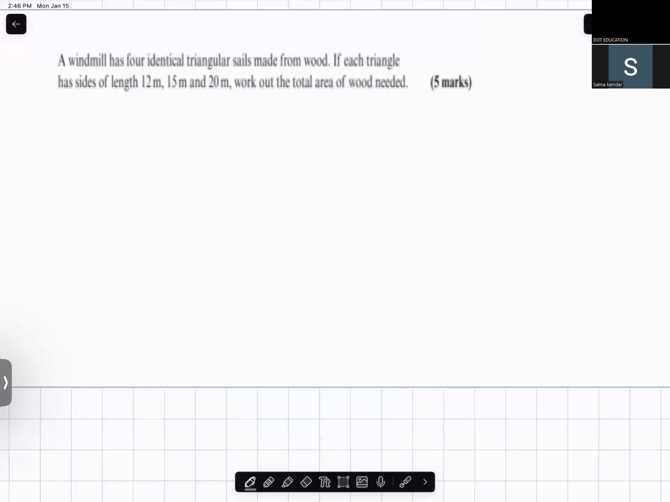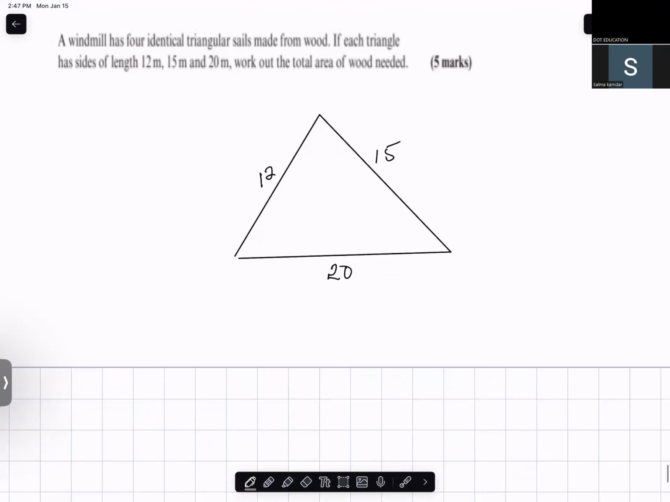Let's move on to the next question. It says a windmill has 4 identical triangular sails made from wood. If each triangle has sides of length 12 meters, 15 meters, and 20 meters, what is the total area of the wood needed? So let's get a sketch of our triangle, because the sail is of triangular shape. So I will have 12, 15, and 20. We are looking for the area of this.